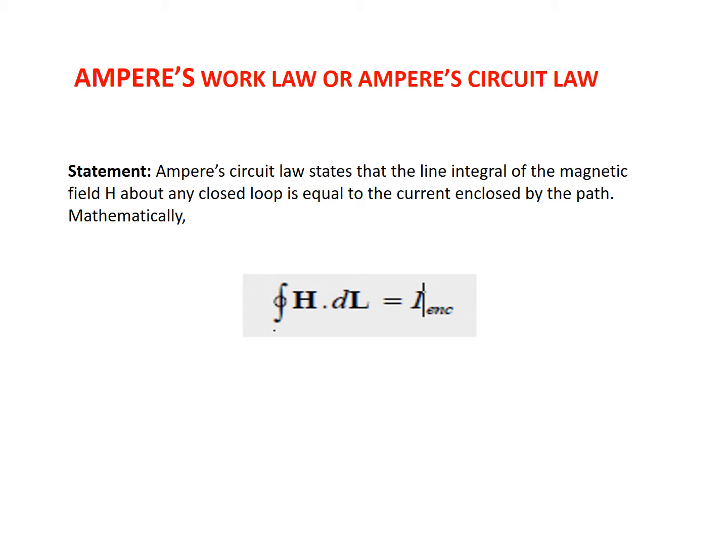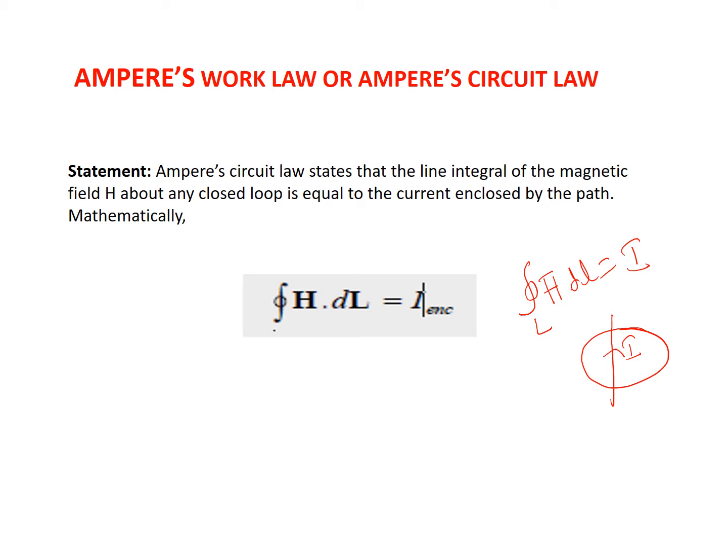So now we go to the mathematical expression for that law. The line integral of magnetic field intensity H bar is exactly equal to the current enclosed by that path. I can take one example here. The current enters this wire, and the magnetic field intensity is generated around that wire. So the line integral of the magnetic field intensity over the closed path is equal to I. This is the statement of Ampere circuit law.